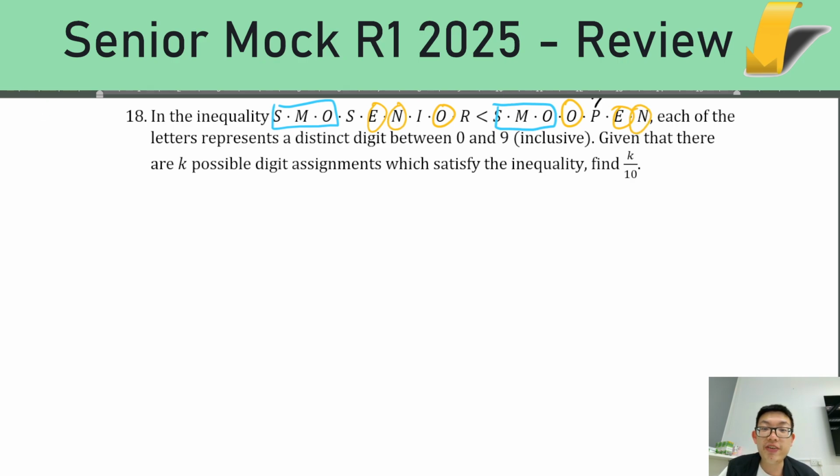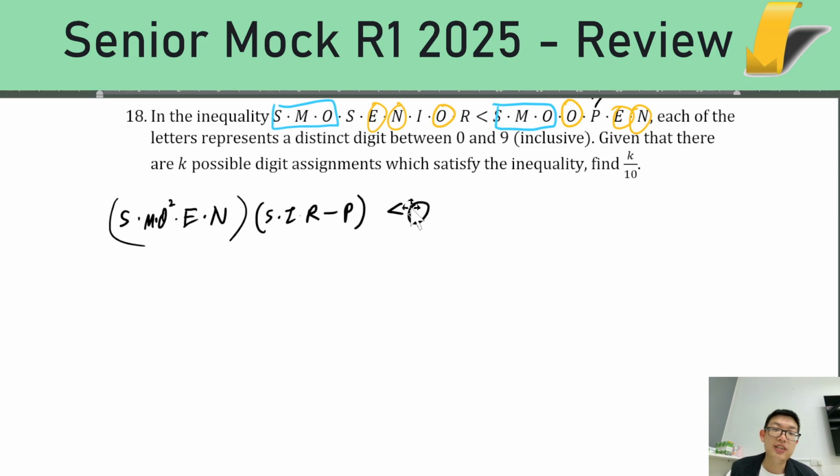And so you can really factor it as SMO, and actually there's two O's, right? So this SIR, P on the other side, is less than 0. This is such a sad thing to do to the inequality from a reading perspective, but from a math perspective, it just turns out to be a very easy to process inequality.